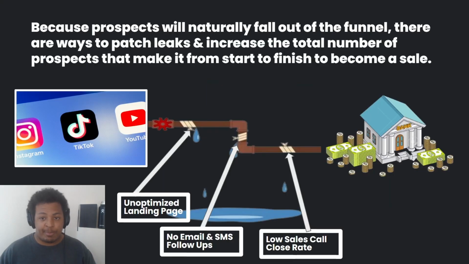And now, because prospects will naturally fall out of the funnel, because like I said, each step of the funnel gets smaller and smaller, there are ways to patch leaks and increase the total number of prospects that make it from start to finish to become a sale. Some examples include having an unoptimized landing page, not having any follow-up system to follow up with your leads, not capturing the leads with some sort of capture form, or having low closing rates on sales calls.